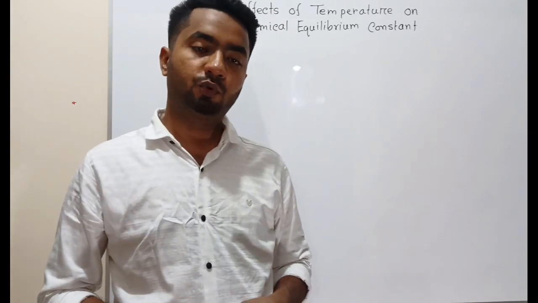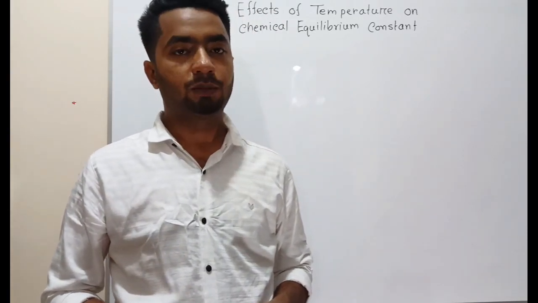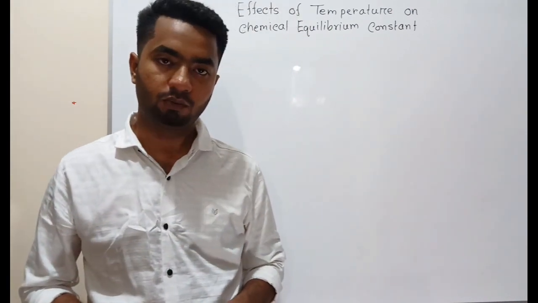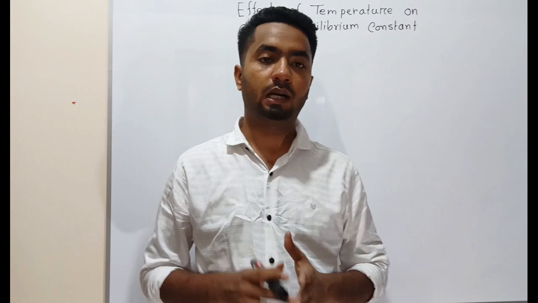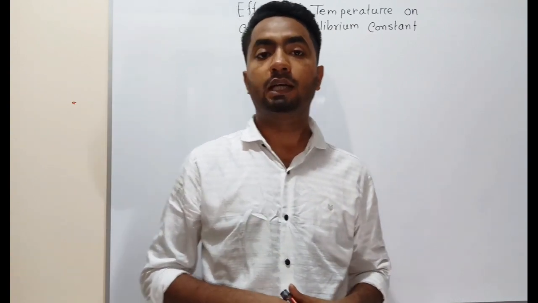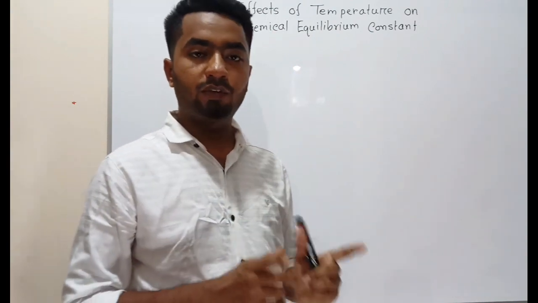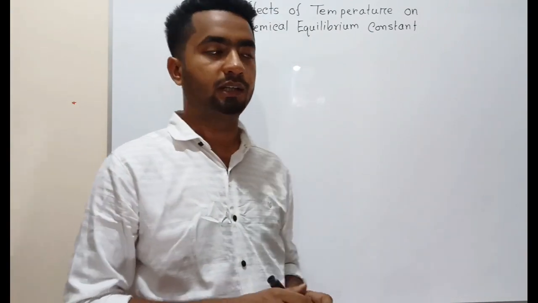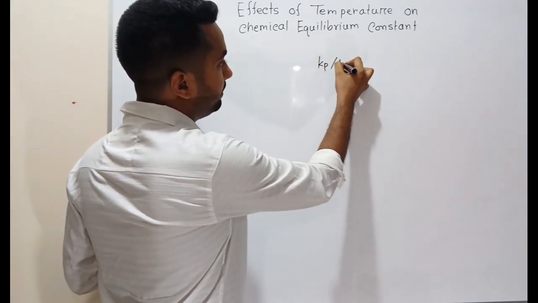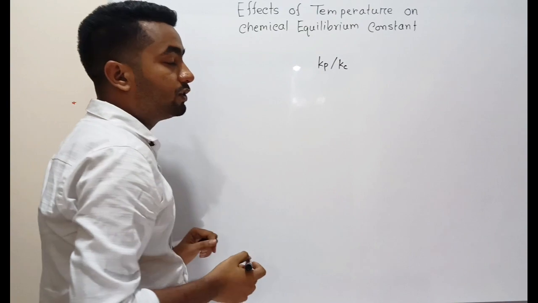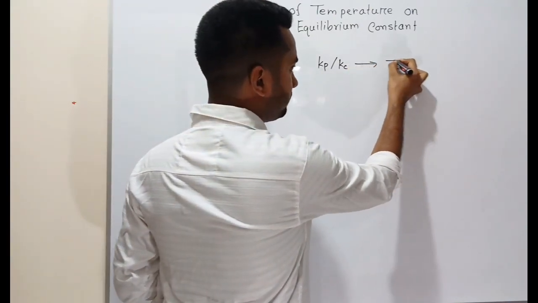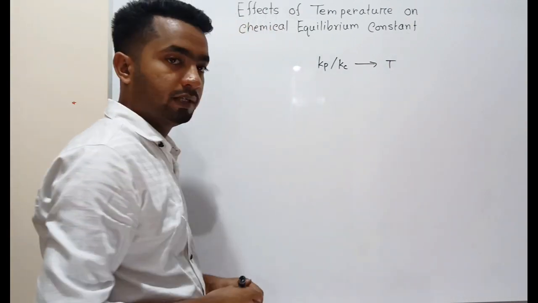In this video, we are going to clarify the relationship between the chemical equilibrium constant of a chemical reaction and temperature, based on Le Chatelier's principle. So, what is called the chemical equilibrium constant? In the previous video, we discussed that chemical equilibrium constants are nothing but Kp and Kc. In this video, we are going to establish a relation between Kp and Kc with temperature T.